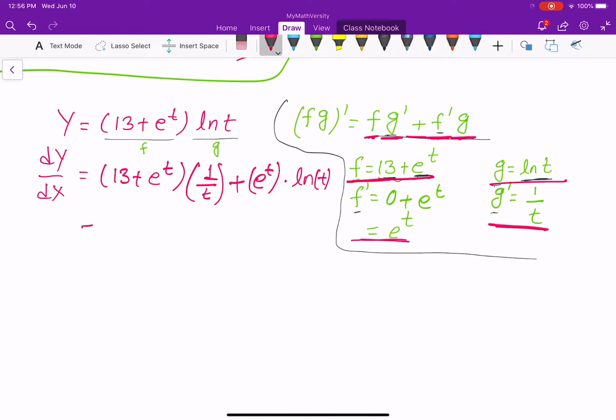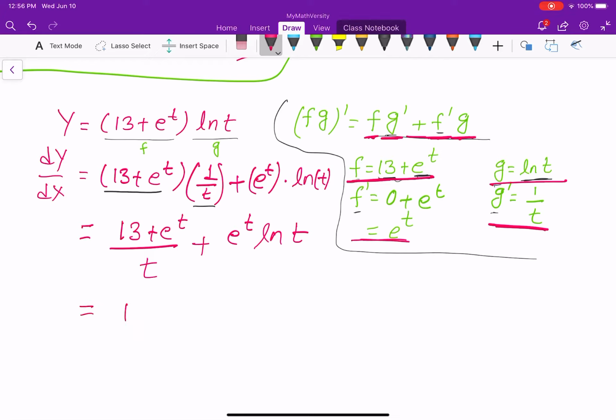But if you want to rewrite this in an alternative form, if we multiply 13 plus e to the power t times 1 over t, what do we get? We get (13 plus e to the power t) divided by t, plus e to the power t times ln of t. This is how you can write it down.